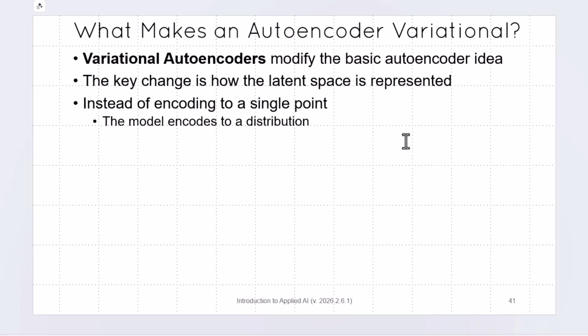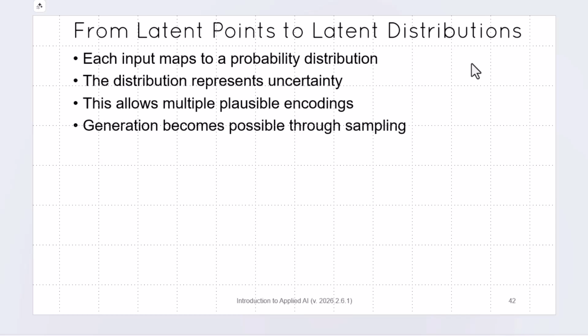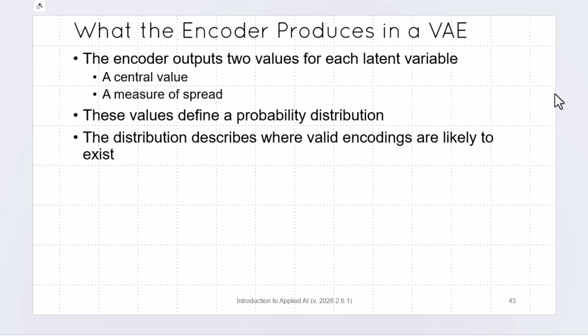So, what makes an autoencoder variational? A variational autoencoder modifies the basic autoencoder idea. The key change is how the latent space is represented. Instead of encoding to a single point, the model encodes to a probability distribution. So each input maps to a probability distribution. The distribution represents the uncertainty involved, and this allows multiple plausible encodings. Generation becomes possible through sampling.